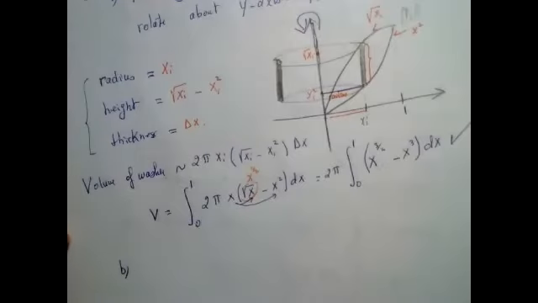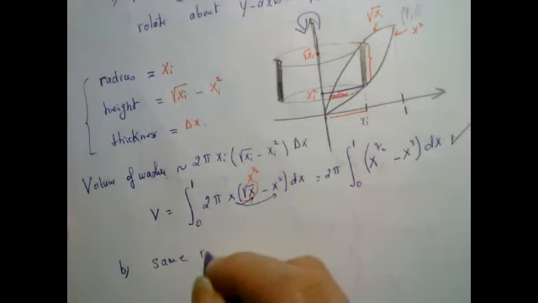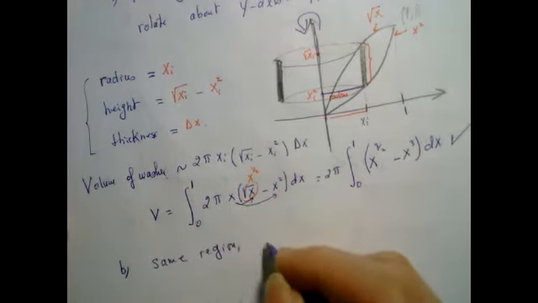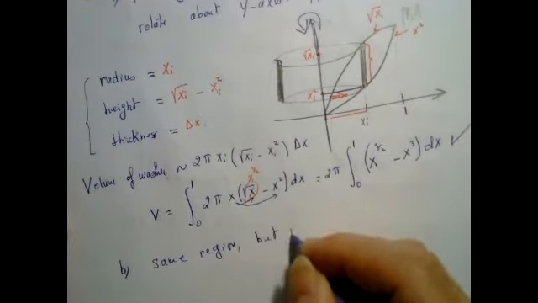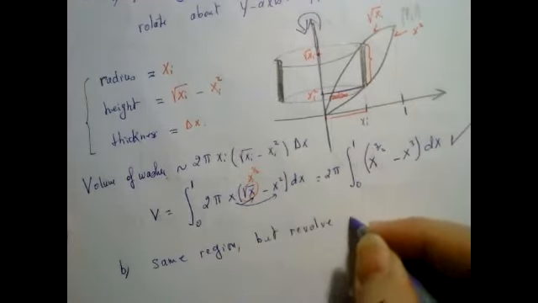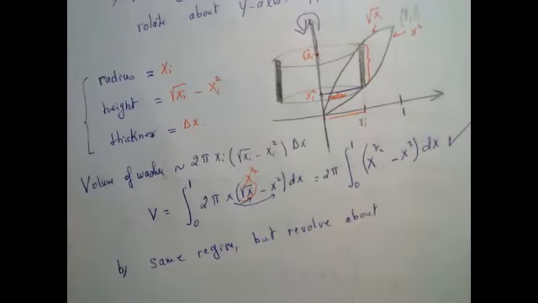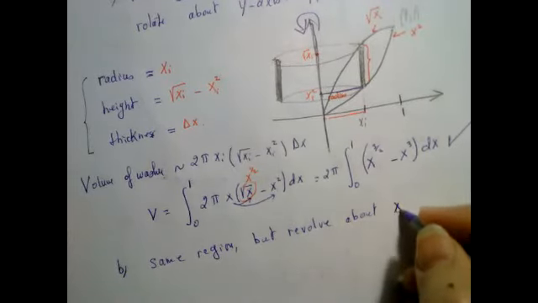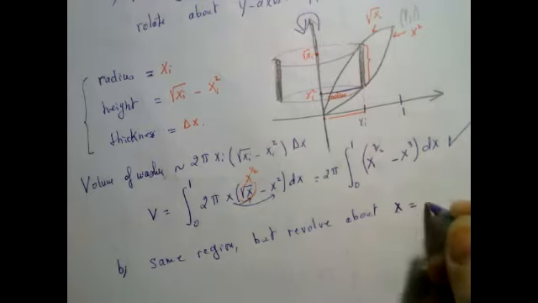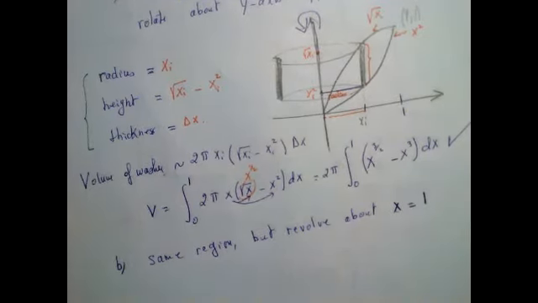Okay. The question is the same region as above, but revolve, and I rotate it about, I'm going to change the axis of rotation, x equal to 1. So it's always parallel to the y-axis, but I'm going to change the axis of rotation. And we're going to find the volume.